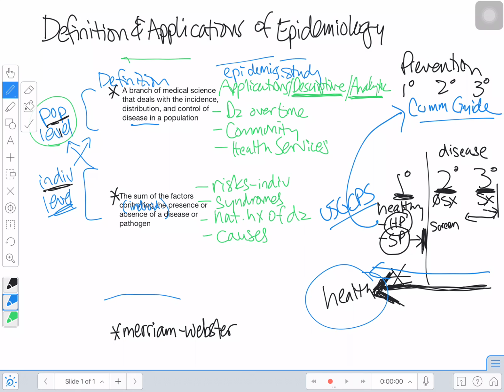As you're going through this process of thinking about primary, secondary, and tertiary prevention, make sure that you think both about the individual level and on the population level or the community level.